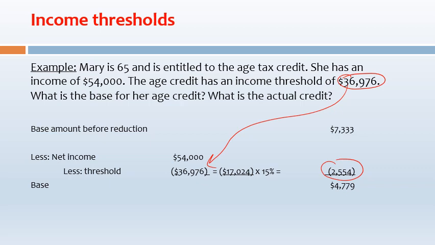So we've got our net amount. That's the base for the credit for the year. In order to come up with the actual amount of the credit, you know what we need to do. We need to multiply that by the 15%, and that gives us an actual credit of the amount listed right here. Well done, everyone. You successfully calculated the age tax credit for Mary.